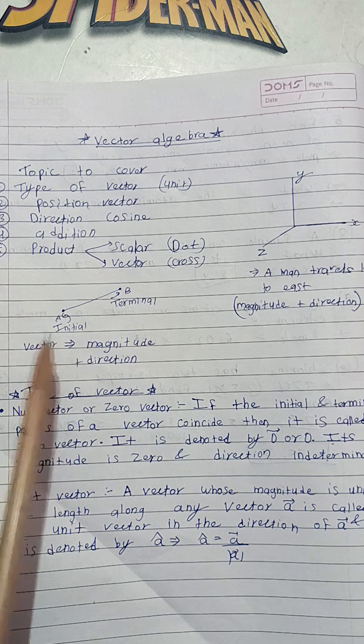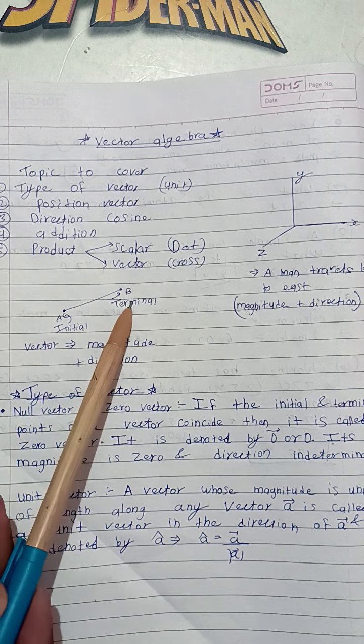Point A and point B. A point is called the initial point and B is called the terminal point.